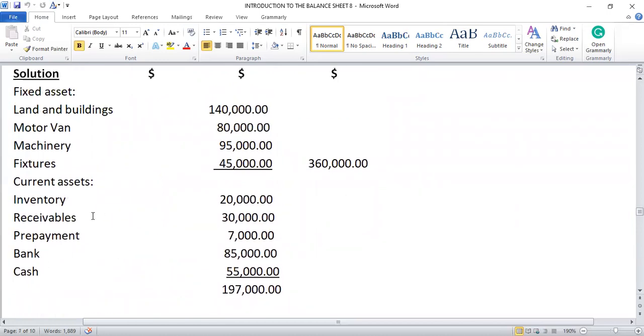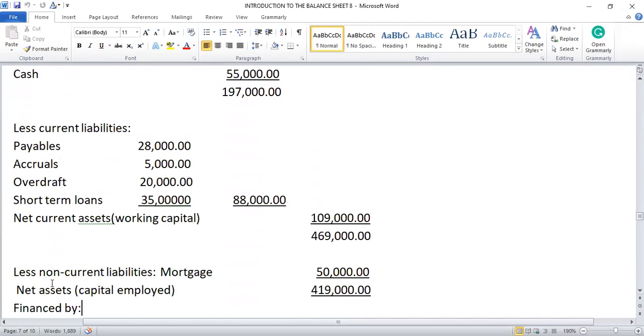If you look at the fixed assets, those that the company is going to use for a long time come first. So you see that land and building, which is going to be used for a long time, comes first. Following that is machinery, then the fixtures. And the current assets are also listed in order of liquidity, those further away from cash first. So you see inventory, $20,000, receivables, prepayment, bank, and finally cash. That's what I'm explaining.